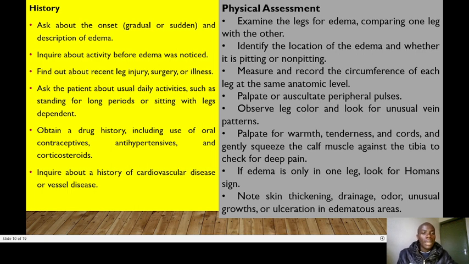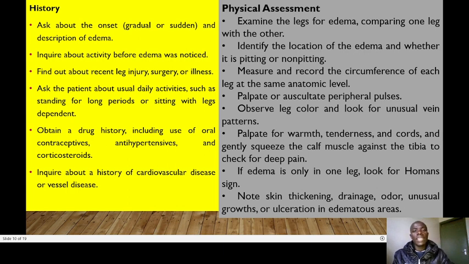Ask the patients about usual daily activities so that you find out if gravity is also a contributing factor in this case. Obtain a history about medications, for example, the antihypertensives, oral contraceptives, and corticosteroids. And lastly, inquire about the history of cardiovascular or vessel disease, which can have a significant impact on edema formation.